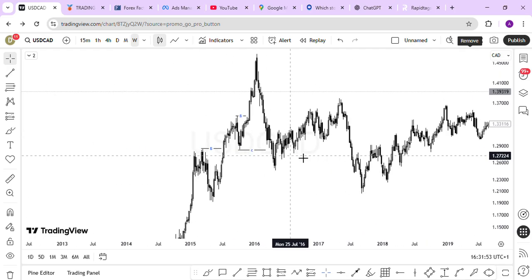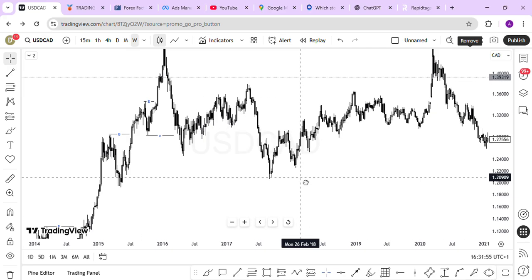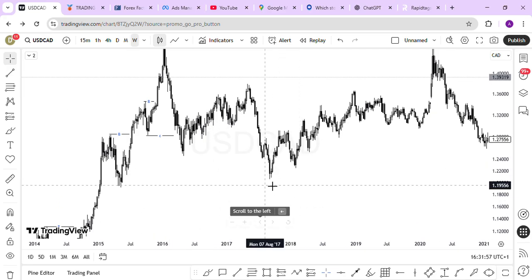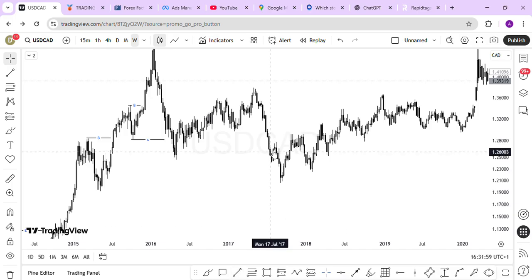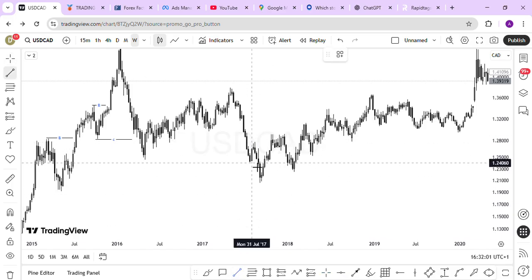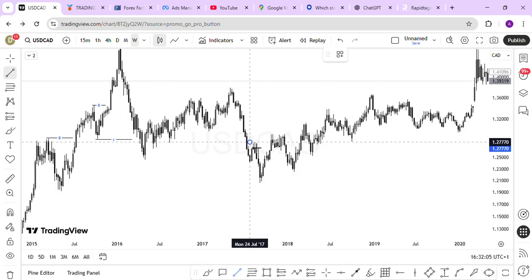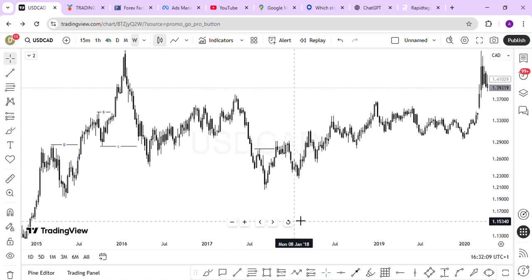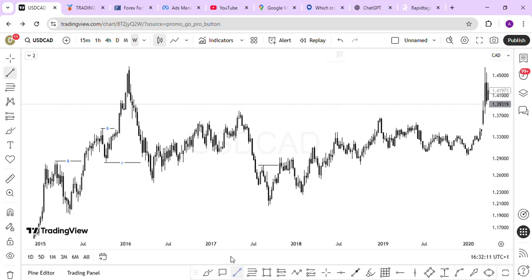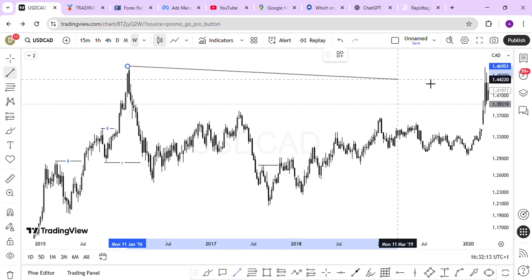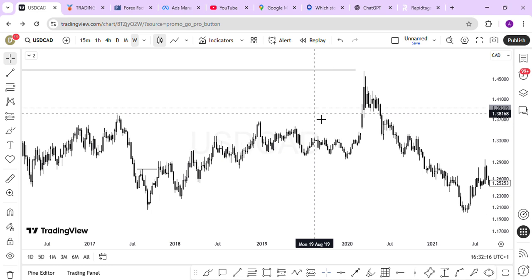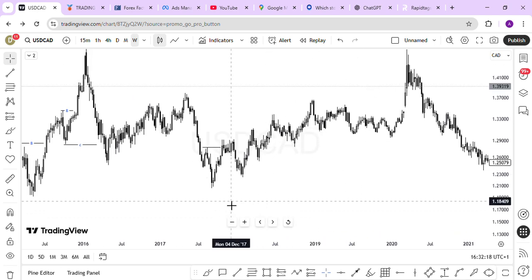As you see, the market created this low, and the market created a valid pullback here, which means this is the last pullback the market created. And what happened? We had this as an inducement, and this is going to be our high.